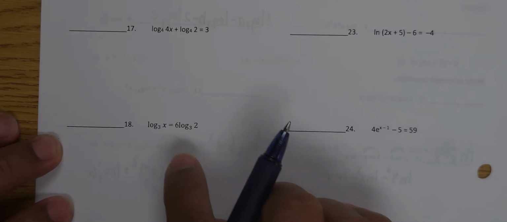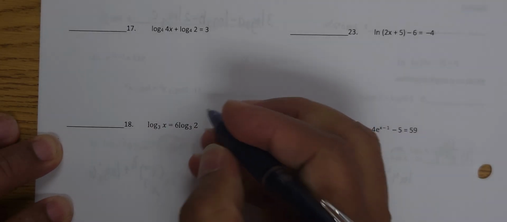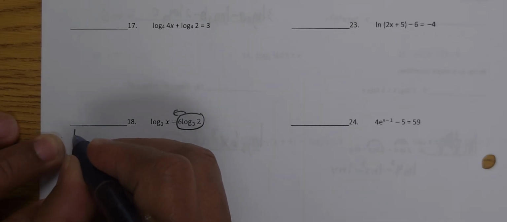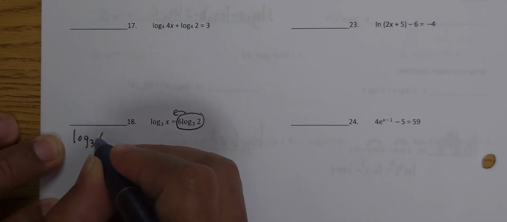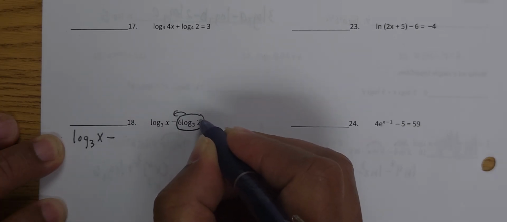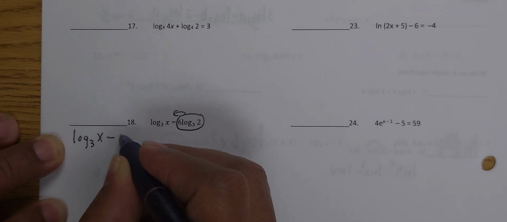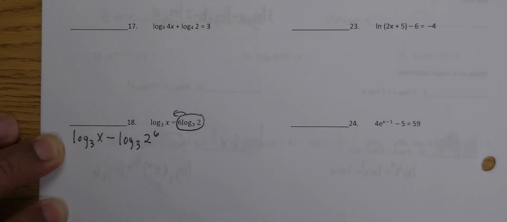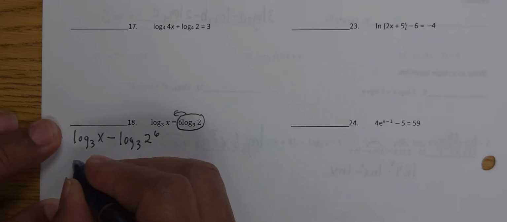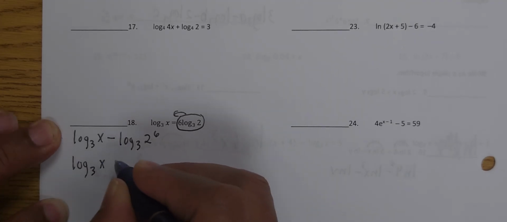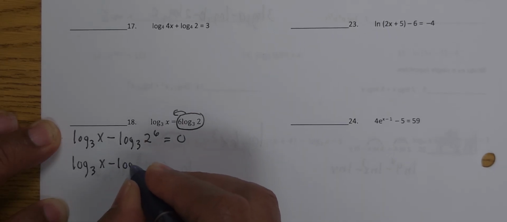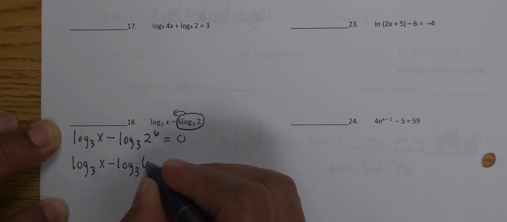Okay, number 18. We have to have all the logs on one side of the equal sign. So I'm going to move this log to the other side. Okay, so then we have log base 3 of x minus... this 6 applies the power to the 2. So this is minus log base 3 of 2 to the 6th power. And then 2 to the 6th is the same as 64. So then this is log base 3 of x, and I forgot to do the equal 0 here. Okay, minus log base 3 of 64.